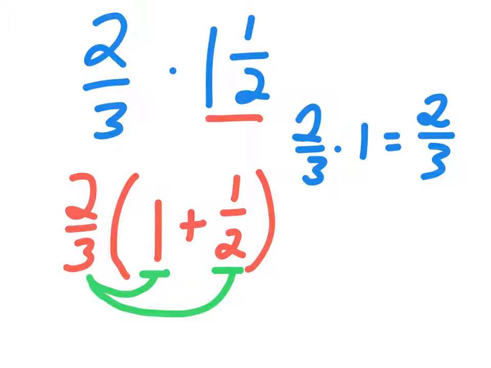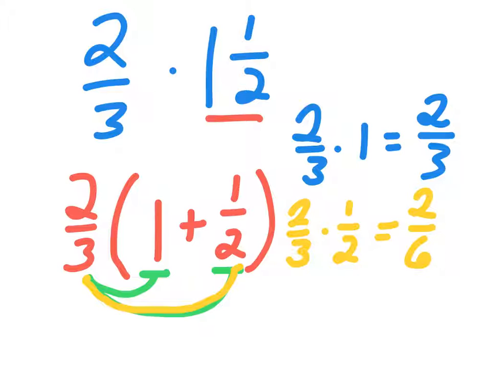And then we have to multiply 2/3 times 1/2. We're going to multiply across the top, 2 times 1 is 2, and across the bottom, 3 times 2, our denominator is 6. We can reduce that by 2, can't we? 2 divided by 2 is 1. 6 divided by 2 is 3. So we're left with 2/3 plus 1/3.